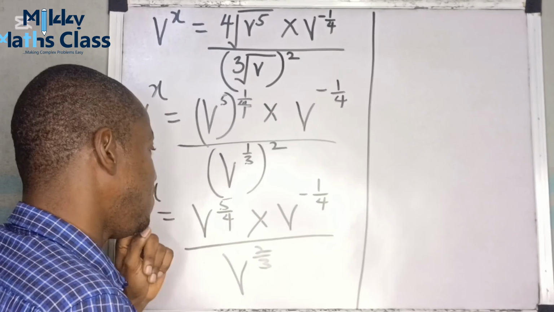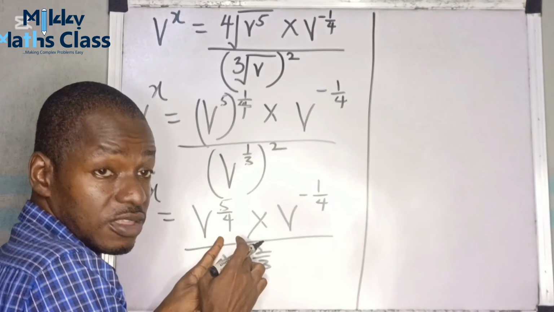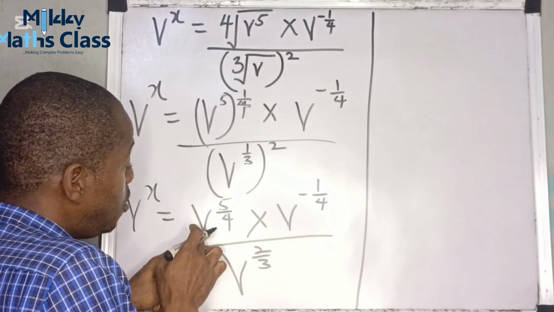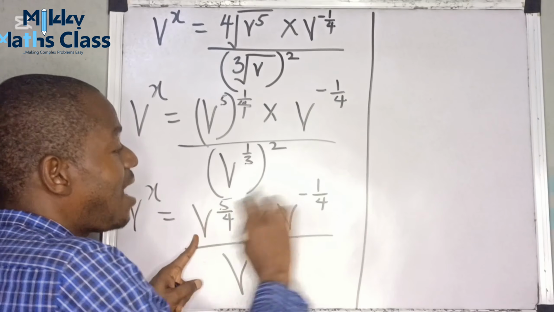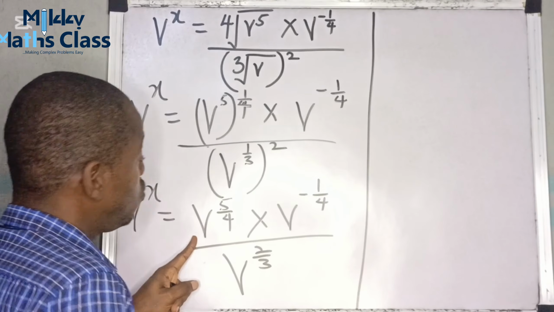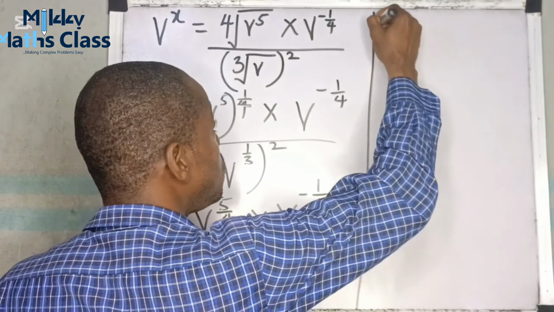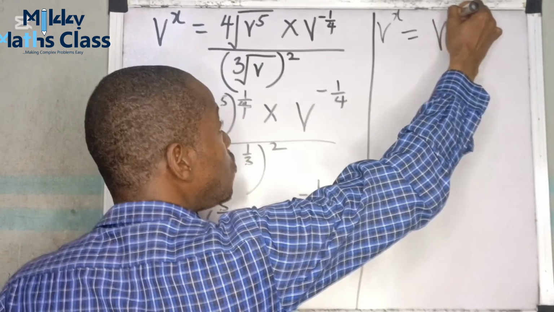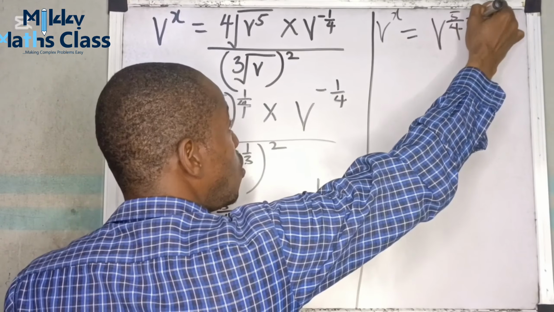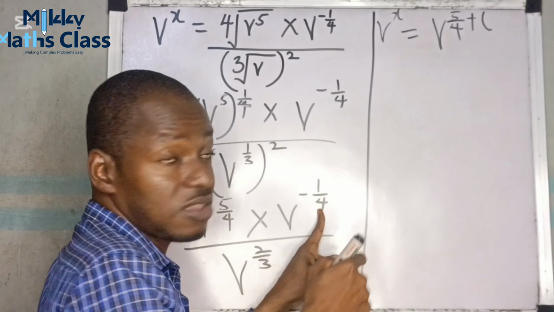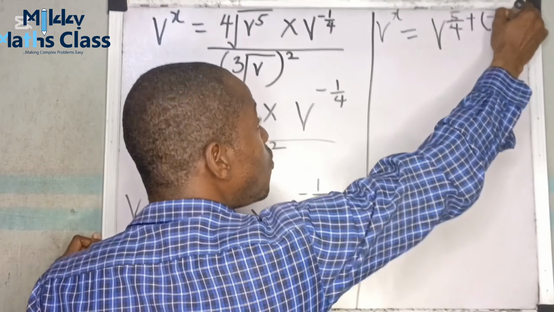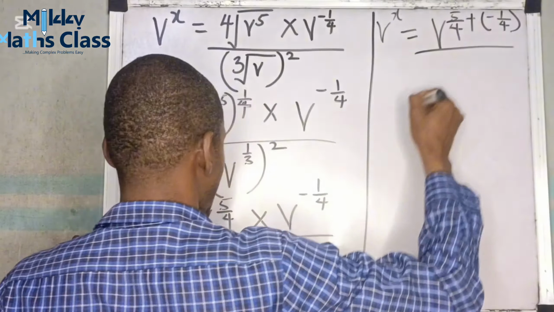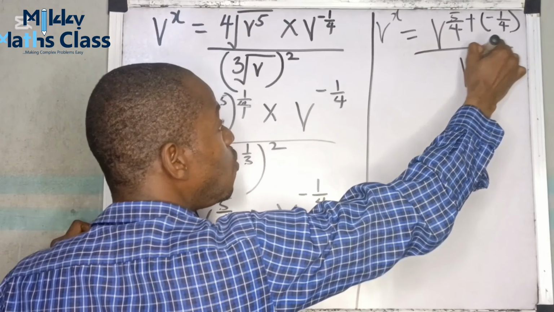From here, from our laws of indices, from the multiplication law, once we have the same base, we add the powers. So this becomes V to the power of X is equal to V to the power of 5 over 4 plus the power here, which is negative 1 over 4, over V to the power of 2 over 3.